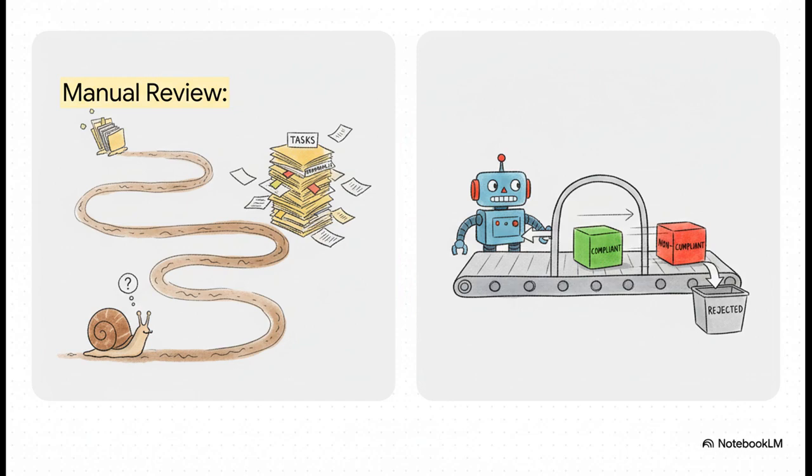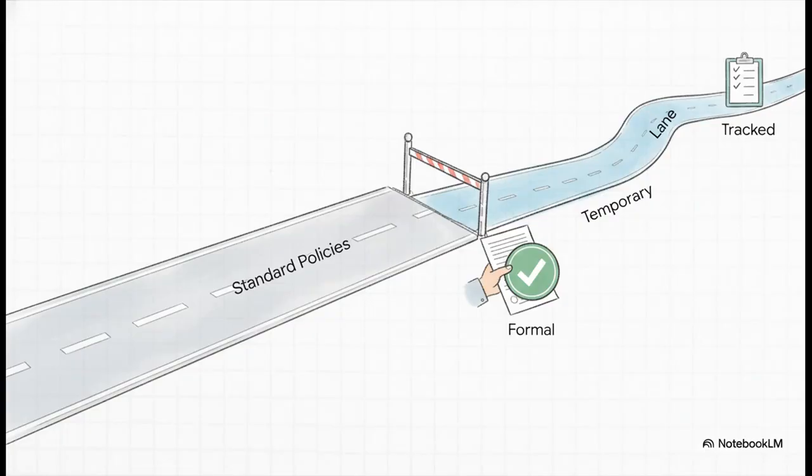That's it. Of course, there are always going to be legitimate exceptions. A team might need a bigger instance for a one-off performance test. The goal isn't to just say no to everything. It's to have a formal, tracked process to approve those exceptions. This way, they stay temporary and they don't become permanent backdoors that weaken all your policies.